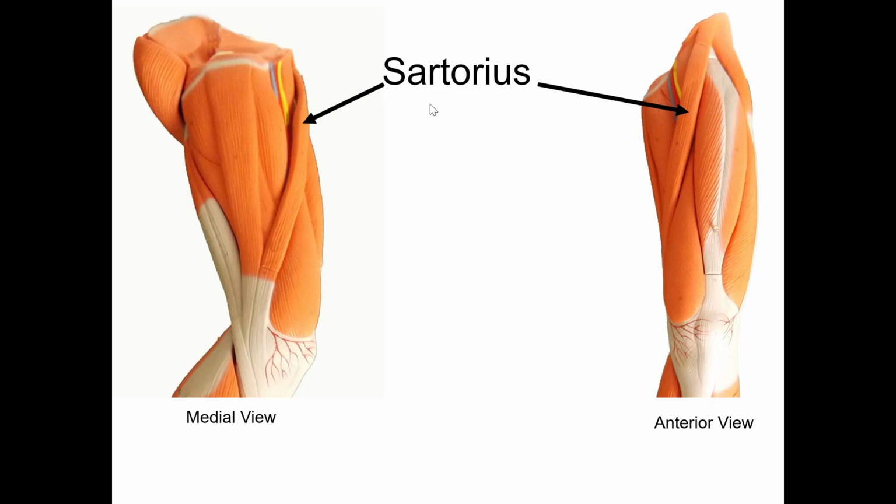When you sit cross-legged, you have to flex the hip and flex the knee. You have to laterally rotate the thigh as well as abduct the thigh. If you try doing that with both legs simultaneously, you will find yourself sitting cross-legged.